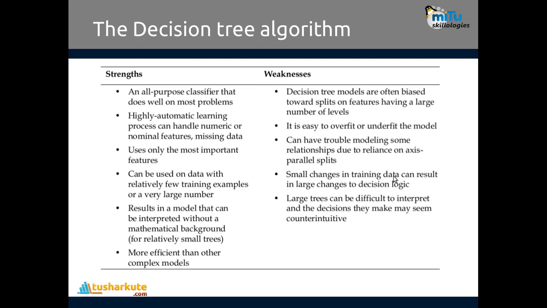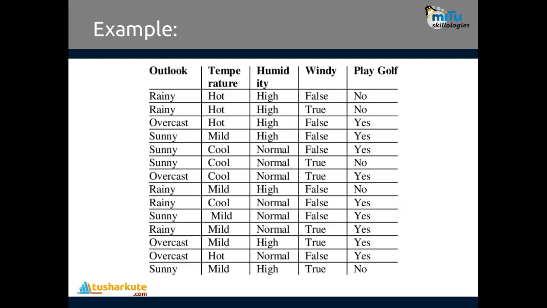Small changes in training data can result in large changes in decision logic. Yeah, that's also true. Large trees can be difficult to interpret, and the decisions that they make may seem counterintuitive. Okay, so these are the weaknesses that the algorithm contains. Try to remember that this is one of the most effective algorithms in many cases, in terms of accuracy and speed. Optimized systems can be created so easily with the help of this particular classification algorithm. Here, let's see one more example.